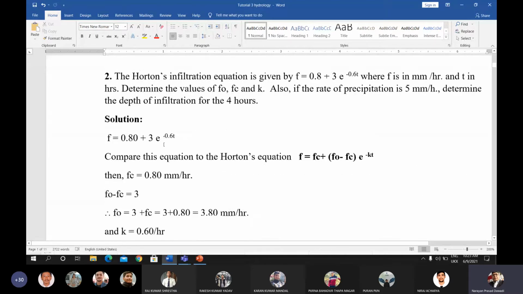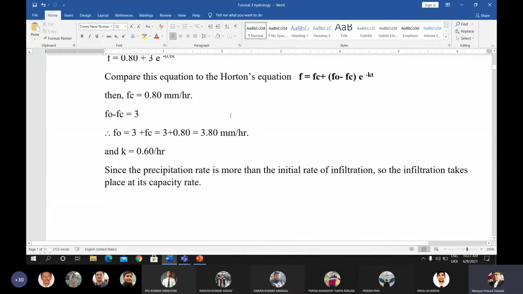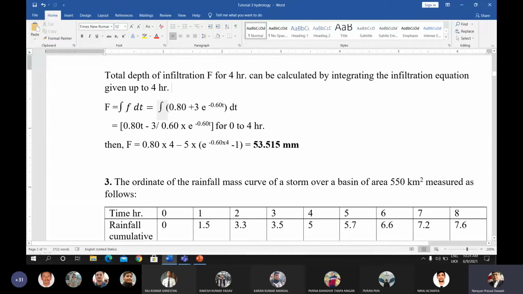Now, integrate the equation for 0 to 4 hours. The time is given as 0 to 4 hours, which gives the total depth of infiltration. Total depth of infiltration is given by capital F equal to the integration of f dt. Horton's equation is given as 0.80 plus 3 e power minus 0.60 t into dt. If you integrate this, the equation becomes 0.80 t minus 3 divided by 0.60 into e power minus 0.60 t.